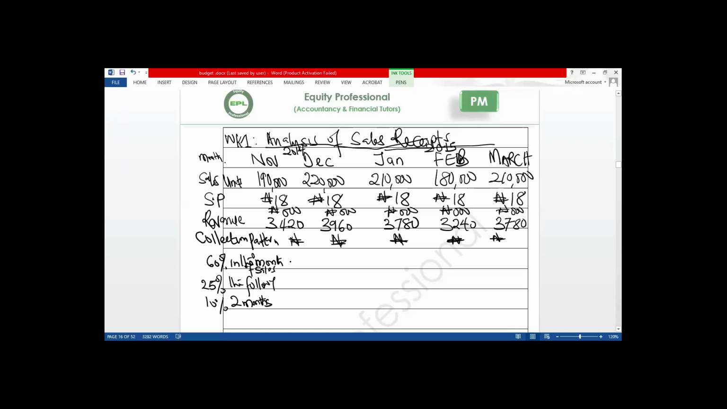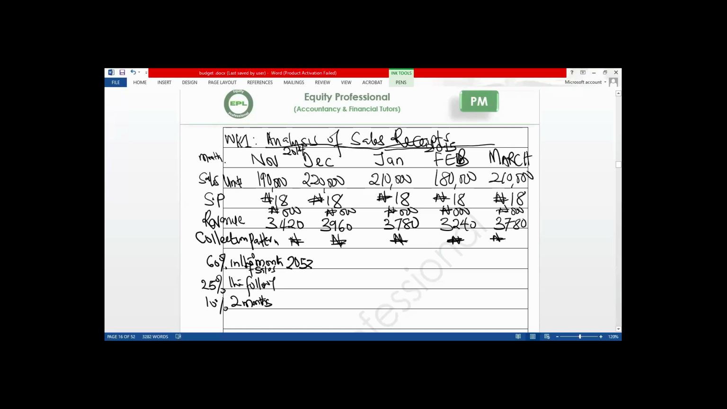That is 2,052. This will be collected in November, the month of sales. We are still dealing with November. We are going to collect 25%.